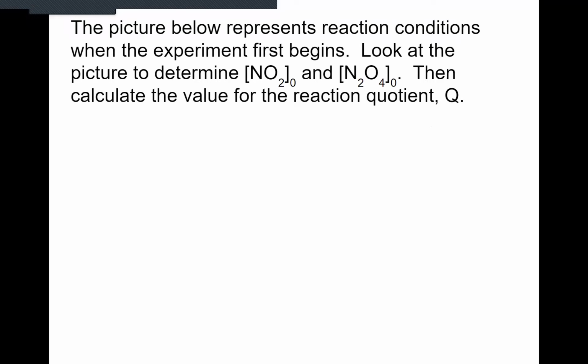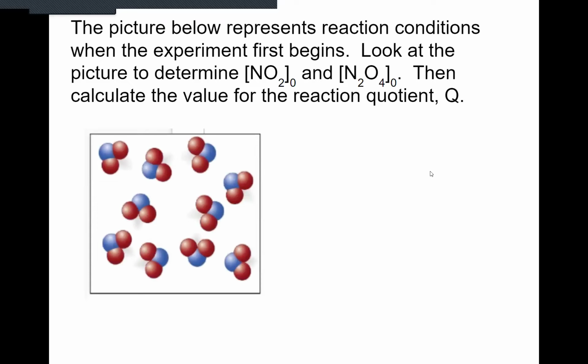Here's our first picture. The picture below represents reaction conditions when the experiment first begins. Look at the picture to determine the concentration of NO2 initially. Notice the non-mathematical subscript outside the brackets. And the concentration of N2O4 initially. Then calculate the value for the reaction quotient Q.